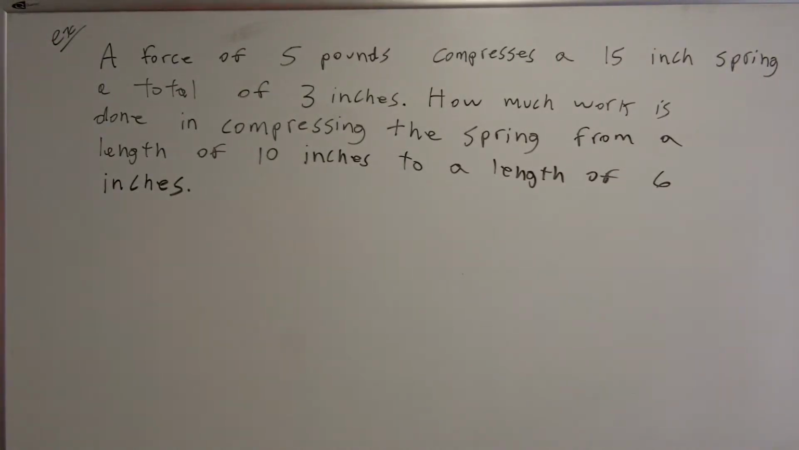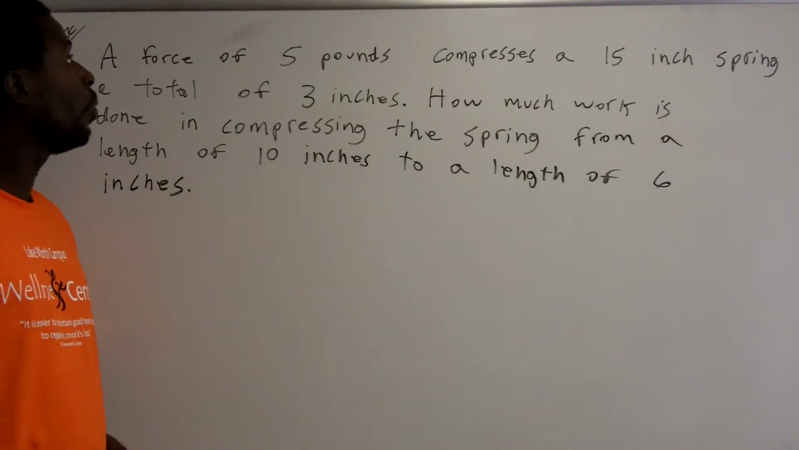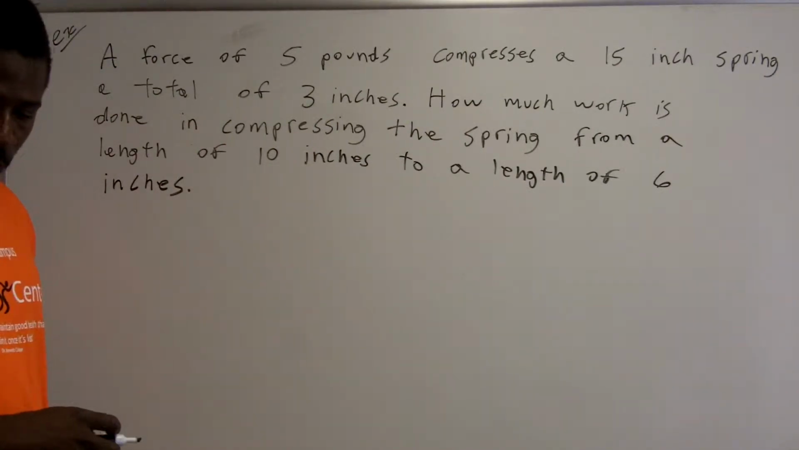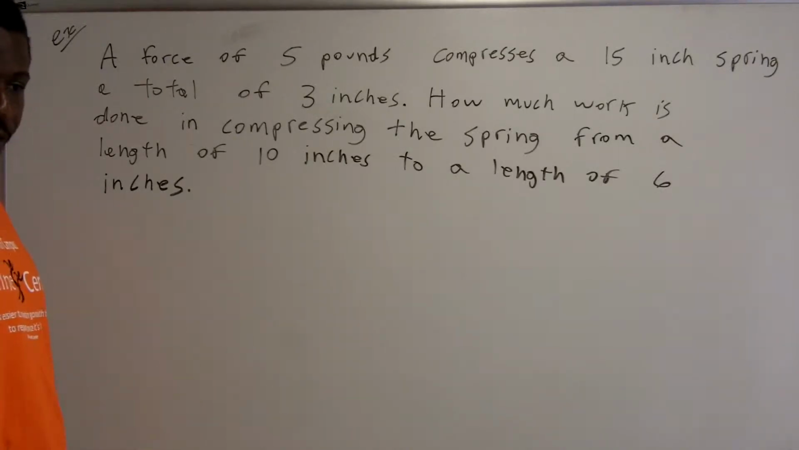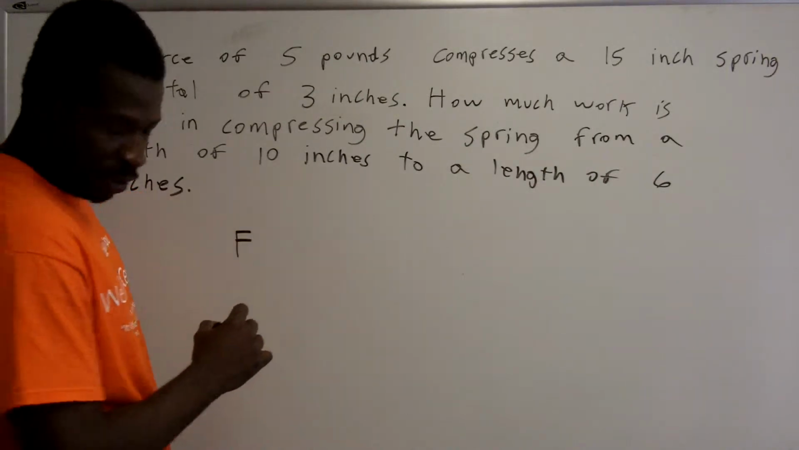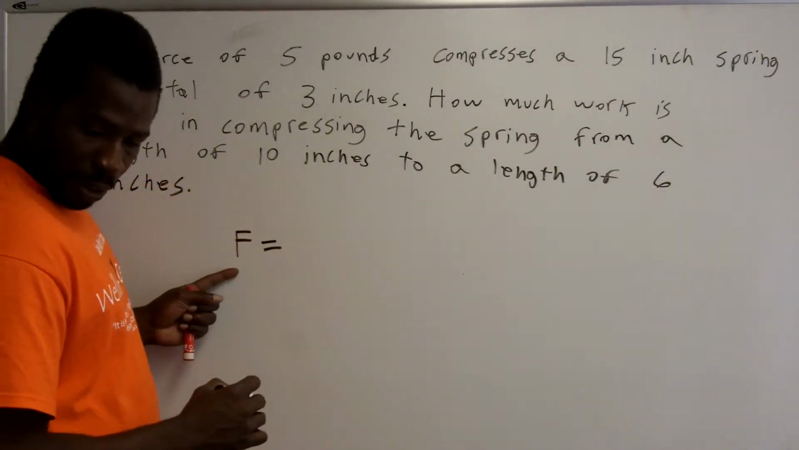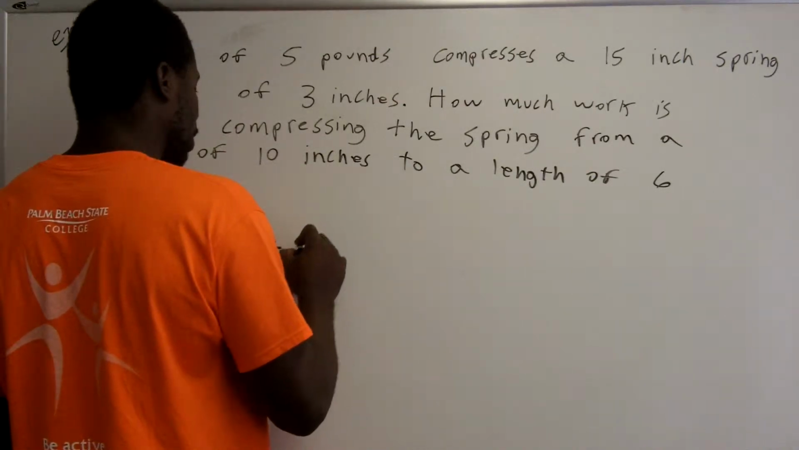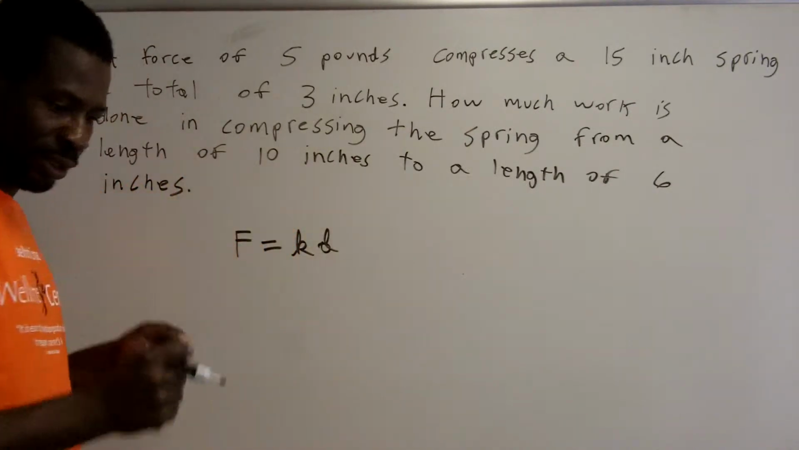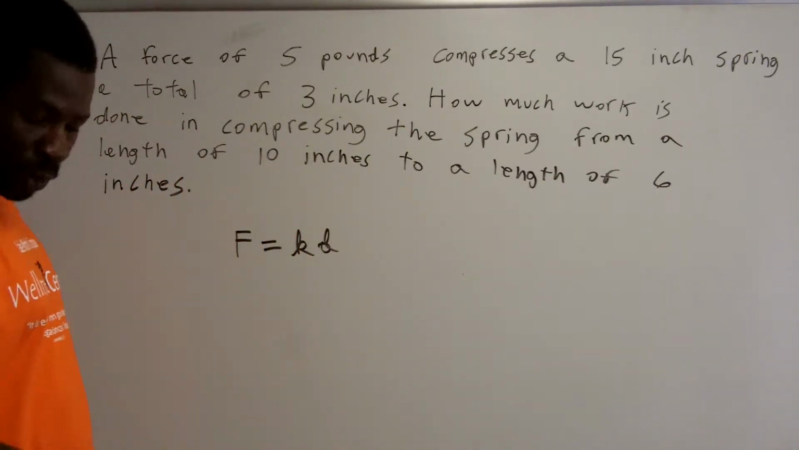Okay, so now let's look at an example of the work done by a variable force. When we approach these kinds of problems, you want to come up with the equation or the function for the force by using Hooke's law. Hooke's law is for springs. It says the force exerted in compressing a spring is equal to some constant called the spring constant multiplied by the distance that you compress the spring. So that's Hooke's law.